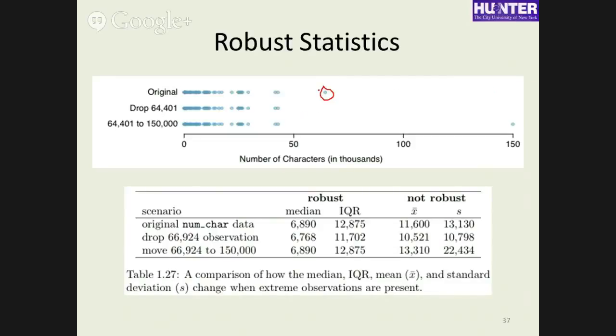Yeah, so the scenario here was that we just drop that point. We decide that it's an outlier and it's no good, and we drop it and see how that changes the median, the IQR, the mean, and the standard deviation. And then the final scenario is that you actually change it to be a much more extreme outlier. So you take it from 64,000 to 150,000 just to see how much that changes these estimates.